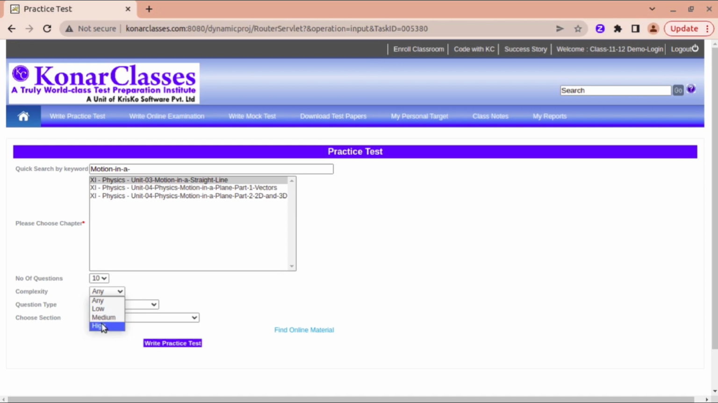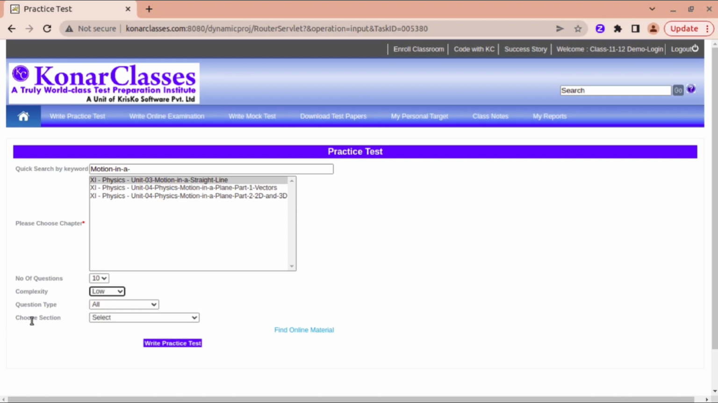But I will always recommend starting with complexity low. Or if someone does not bother about low, medium, high, that student can click any, which means it will take questions from the low category, medium category or high category in a mixed-up manner and provide them to you. So I will recommend choosing complexity low. That is the one important feature we have introduced into the practice test.